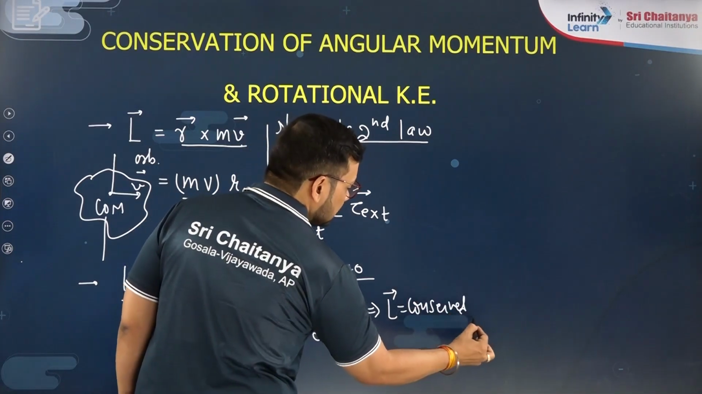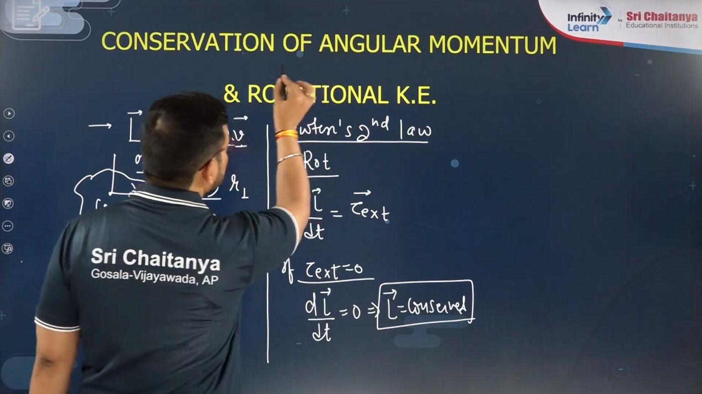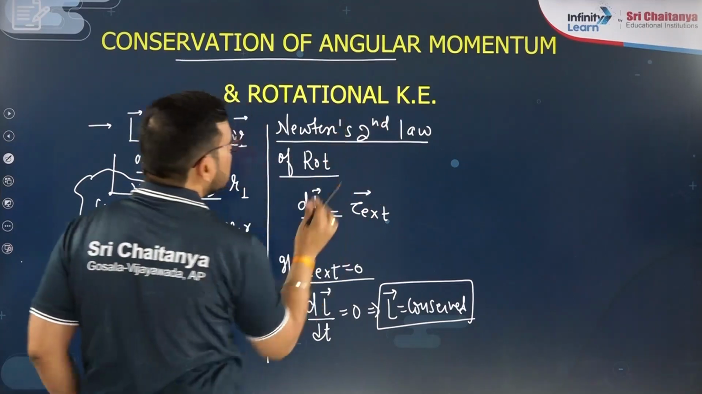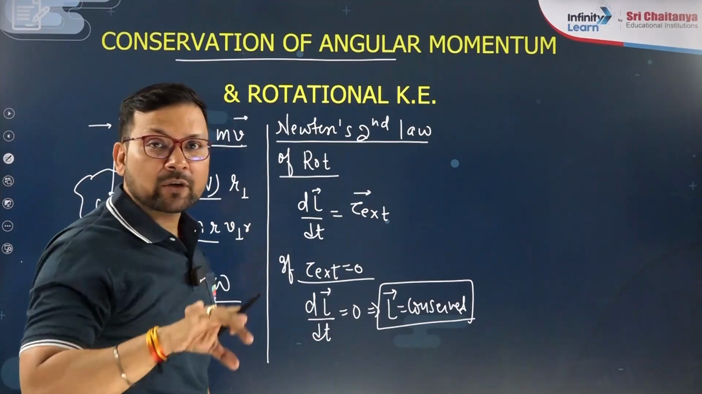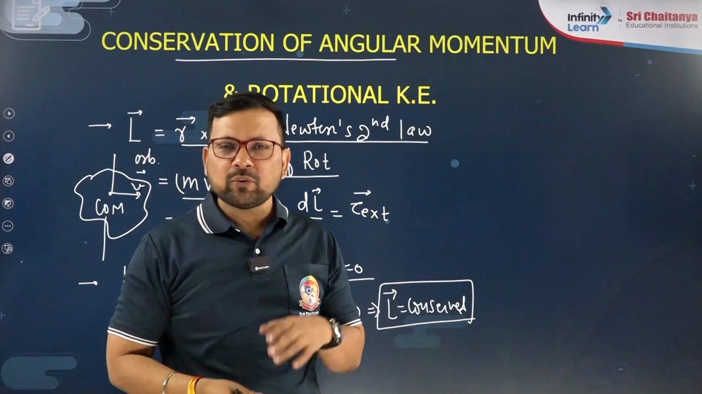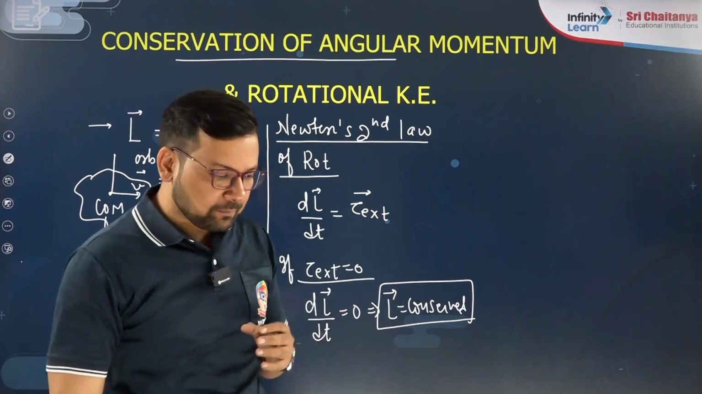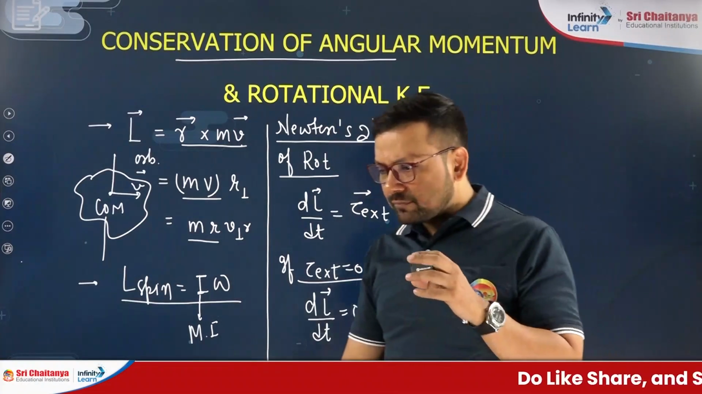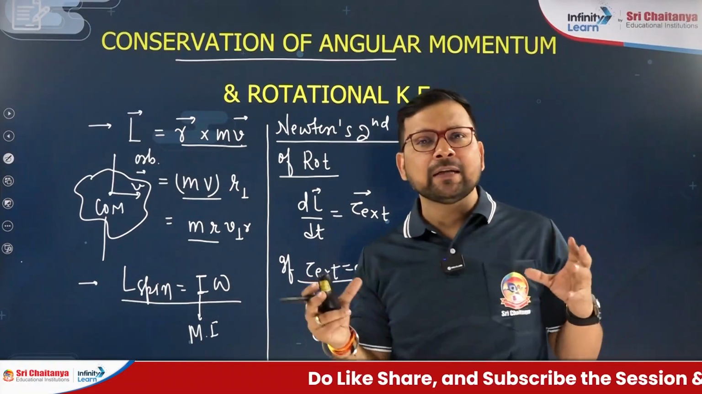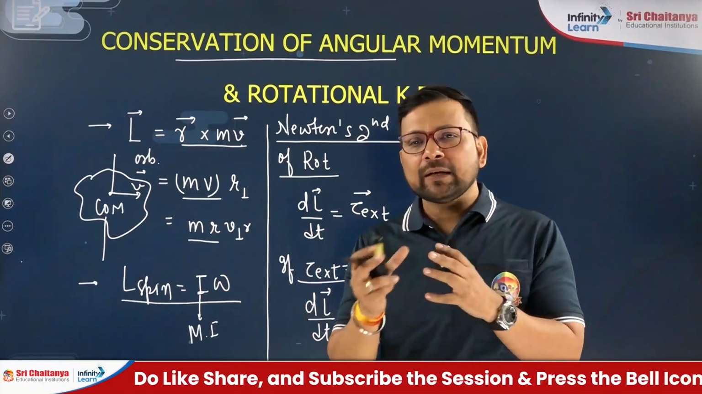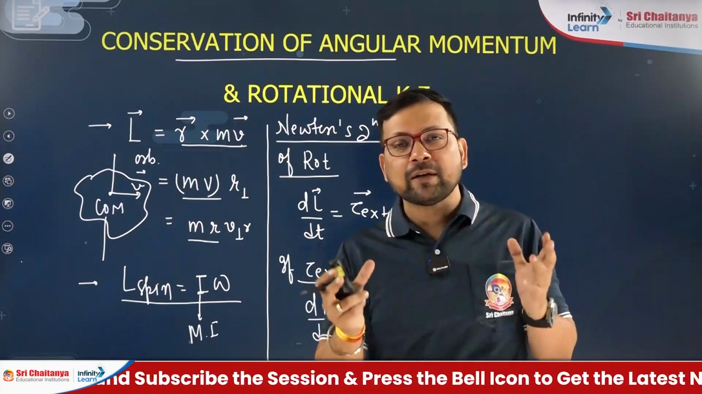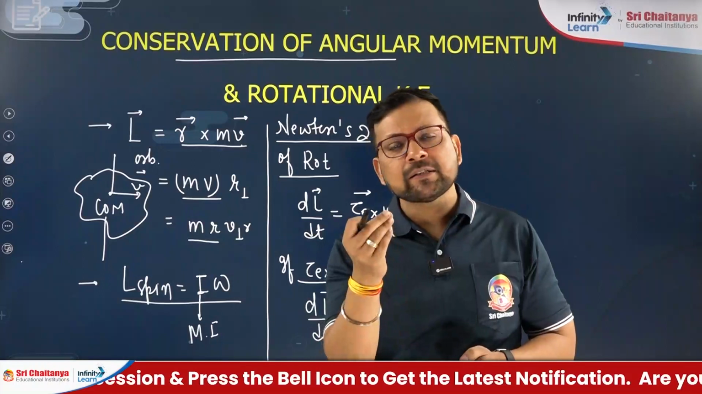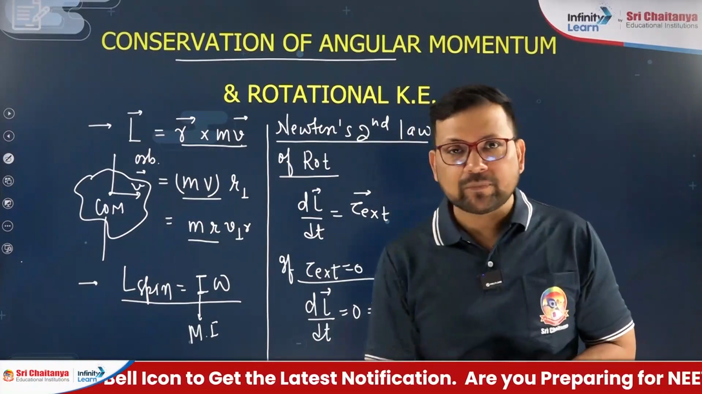What is the topic here? Conservation of angular momentum. It starts when external torque is 0. You have to practice it, but some basic situations I can tell you. Suppose some rigid body is expanding and shrinking. You can take it like the Earth shrinking or expanding. In most of the cases, that is an angular momentum conservation question.